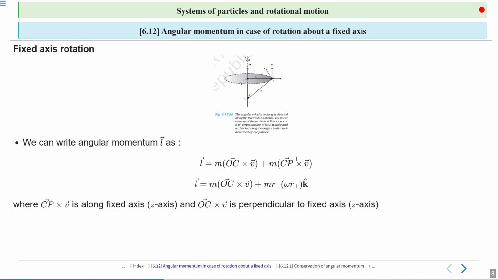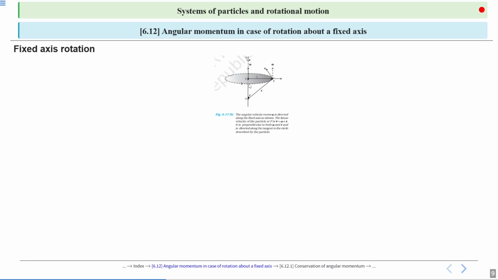Listen carefully. CP vector cross V vector is along the fixed axis, along the Z axis, and OC vector cross V vector is perpendicular to the fixed axis. Perpendicular to the fixed axis. This one. So L is equal to mass into OC vector cross V vector plus M R square perpendicular omega K cap.